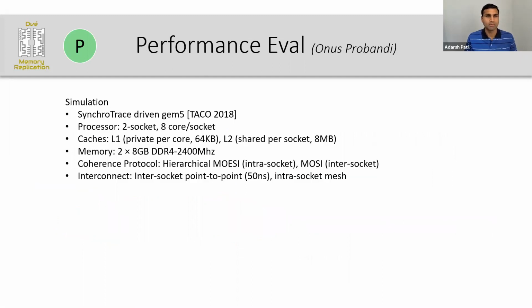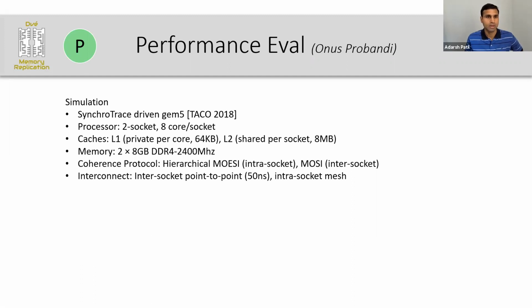We evaluate the performance benefits of coherent replication using a simulator-driven methodology. We simulate a system with 2 sockets of 8 cores each using a trace-driven Gem5 simulator. The memory hierarchy has 2 levels of caches, a per-core private L1 cache and a socket-shared L2 cache, along with 8 GB DDR4 memory per socket. We use a hierarchical coherence protocol with an intra-socket MOESI protocol and an inter-socket MOSI protocol.